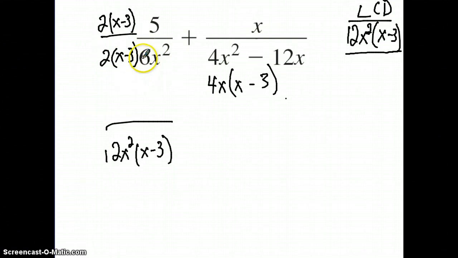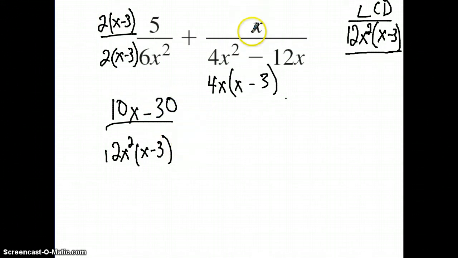And you can see that by multiplying the 6x squared and the 2, you get a 12x squared times the quantity x minus 3. That's our common denominator. Well, when we do that up top, we get 10x, the 2 times the x is 2x, times 5 is the 10x, minus 30. Okay?